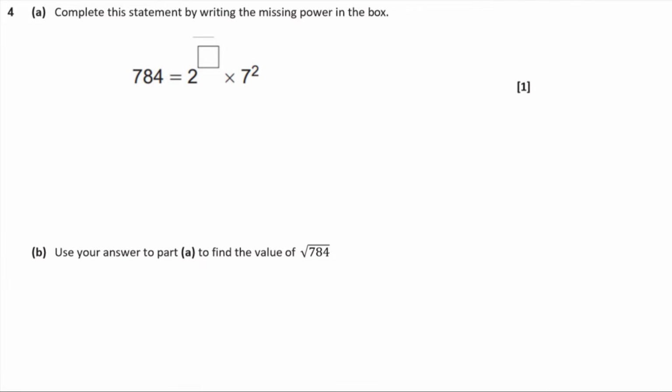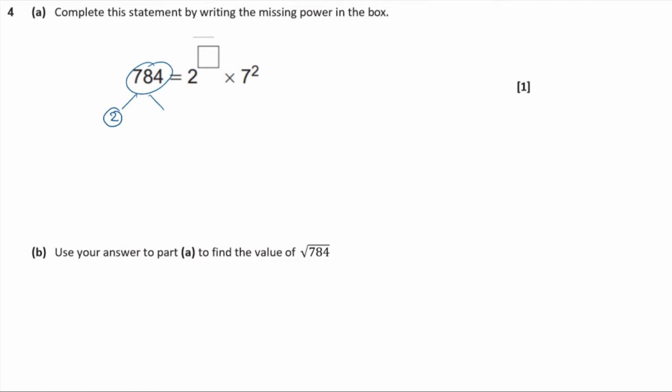Question 4a, complete this statement by writing the missing power in the box. And I've got 784 is equal to 2 to the power something times 7 squared. Okay, so basically what I need to do here is rewrite 784 as a product of its prime factors. So if I take 784 and think of two numbers that multiply together to give it, I could take 2 out, then half of 784, what's that?